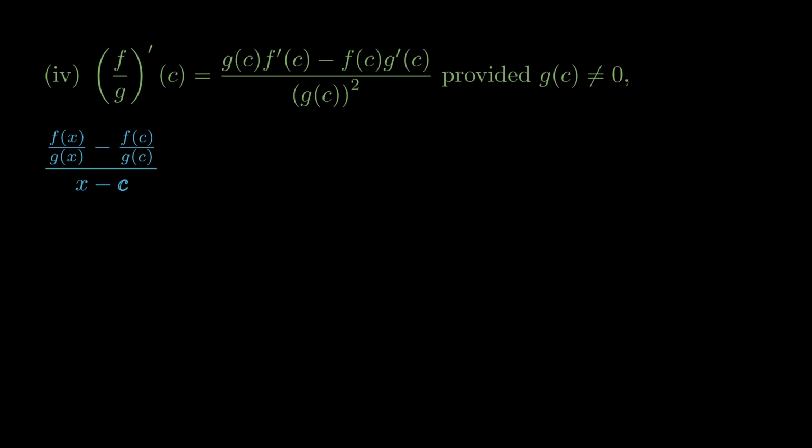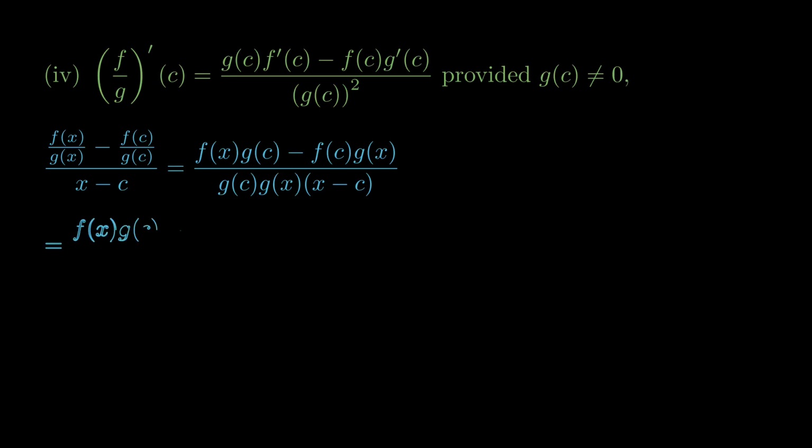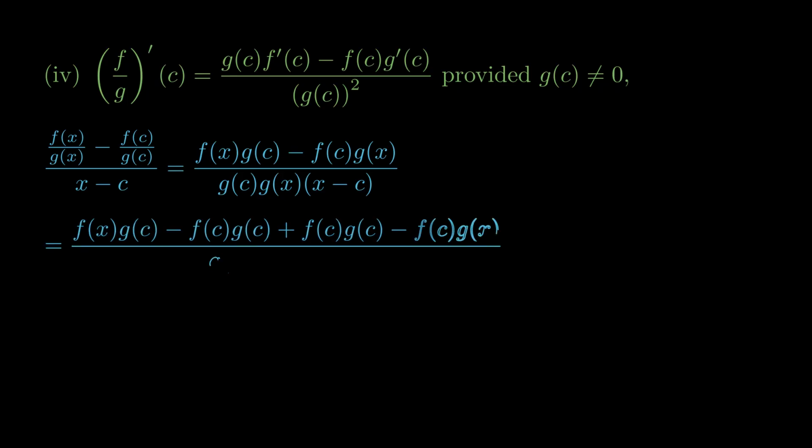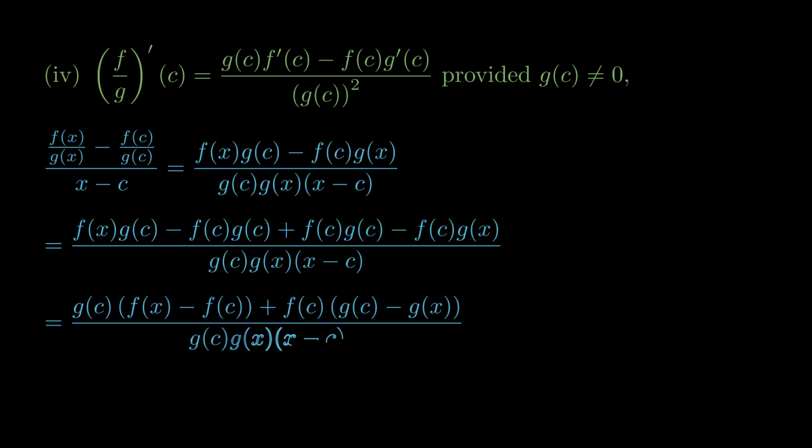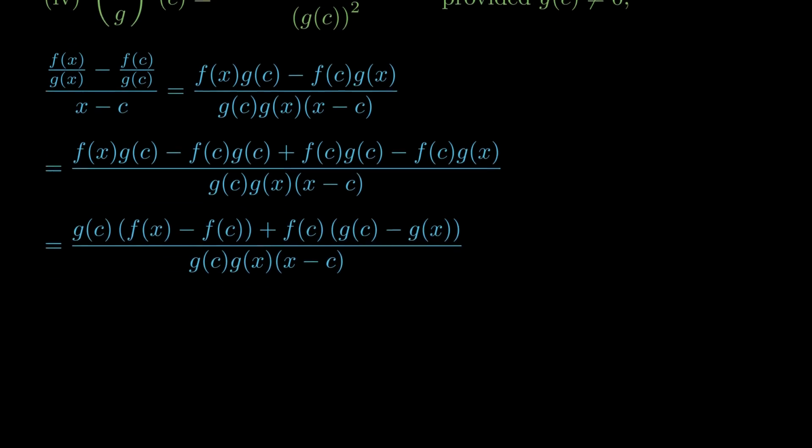Let's write out this difference quotient for our quotient function, and then we can simplify this algebraically, getting a common denominator in the numerator and then combining that with the existing denominator of x minus c. And then we'll do the same trick of adding and subtracting the same thing to find difference quotients hidden within this expression. So we'll add and subtract f of c g of c to the numerator, and we'll factor a g of c from the first two terms and an f of c from the second two.